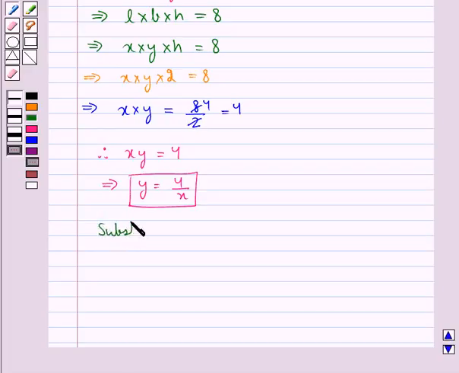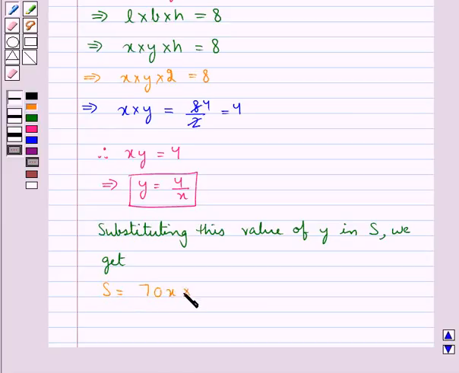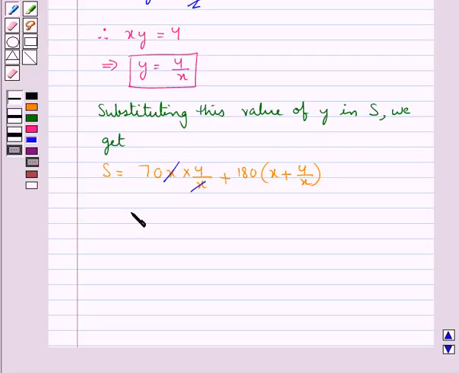Now substituting this value of Y in S, we get S is equal to 70X into Y, that is 4 upon X, plus 180 into (X plus Y, that is 4 upon X). Now this X cancels with this X, so S would be equal to 280 plus 180 into (X plus 4 upon X) the whole.